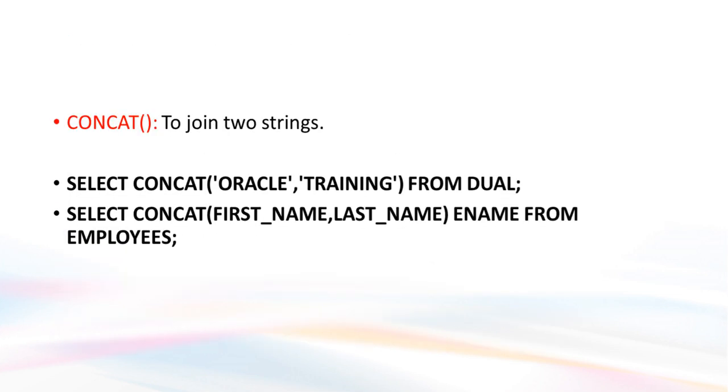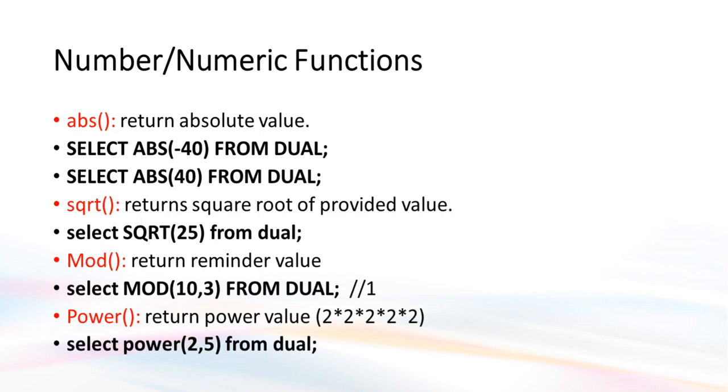These functions basically work on numbers, number fields. The first function is ABS. It will just return the absolute value. These are basically mathematical functions. So suppose I say select ABS of minus 40 from dual, it will return 40. And select ABS of 40 from dual also returns 40.